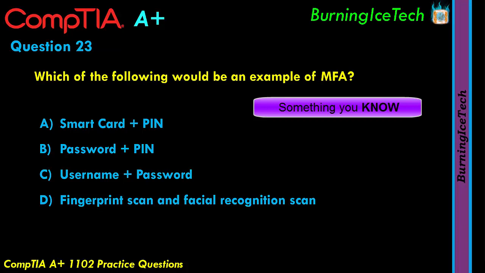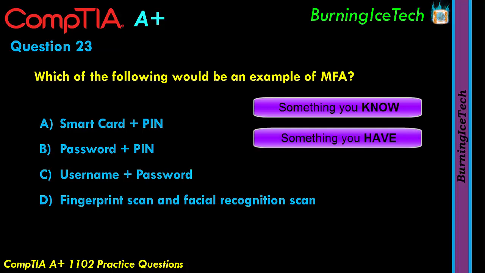The second main category is something that you have physically on your person. This would be something like a bank card, smart card, thumb drive, cell phone. The cell phone, because the cell phone normally receives an OTP, a one-time PIN. And where do you receive that? On something that only you or the person has physically on their person.